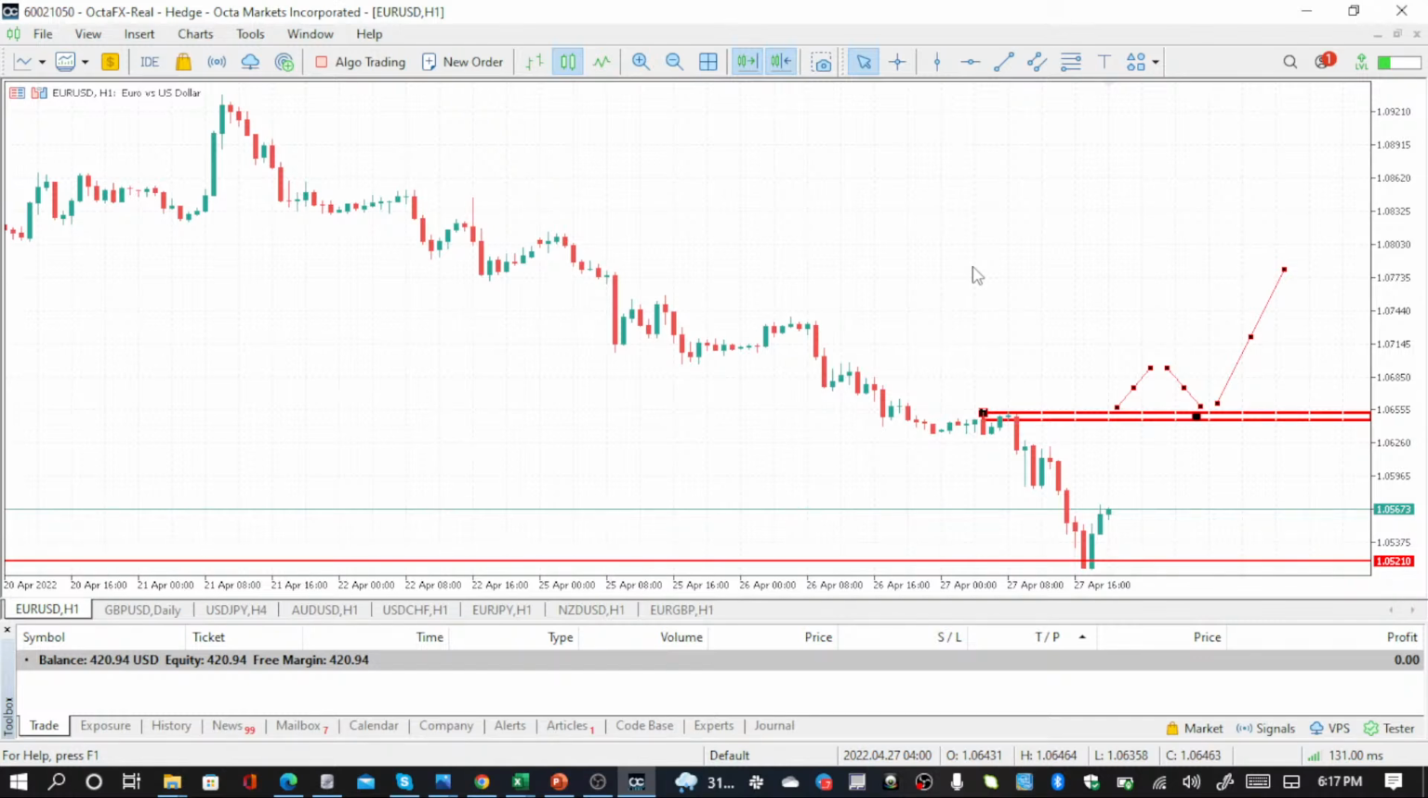Exactly, there would be a retest. There would most likely be a retest because there's nothing 100% in the market. So there is a higher chance that there will be a retest at the breakout here before the market proceeds.